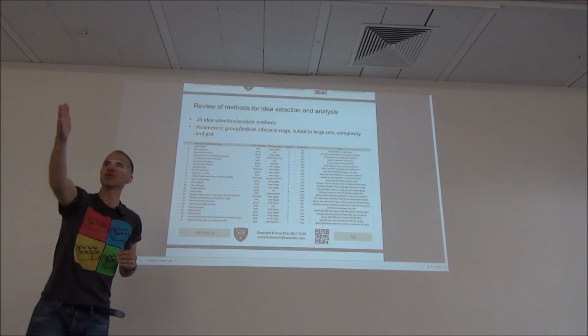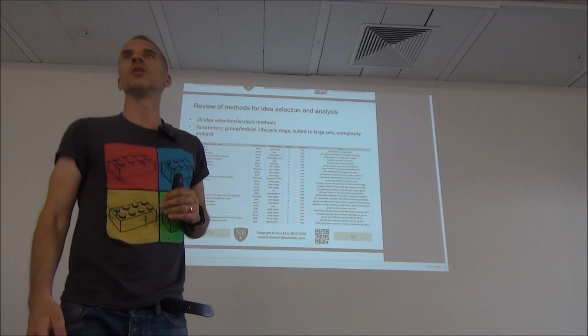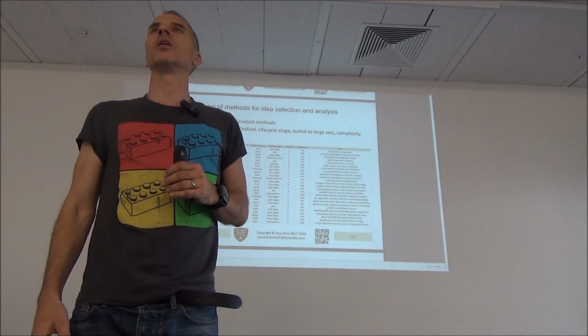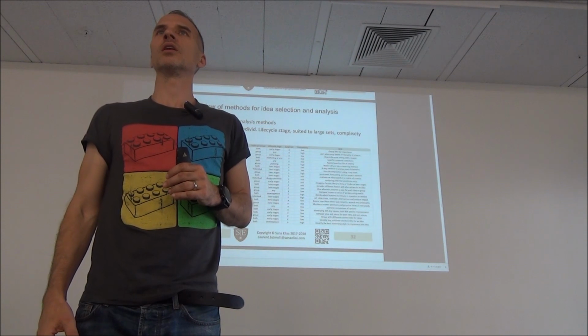Yeah, question? How do you manage 6 points of view, given we're 6 in a group, for 300 ideas? That's going to be a challenge.